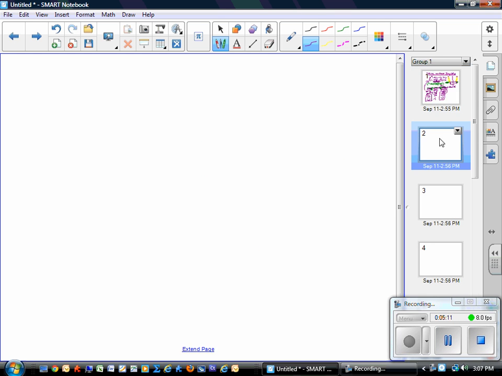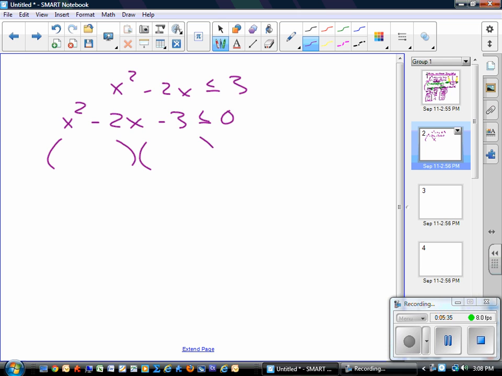Let's move on. So our next example is x squared minus 2x is less than or equal to 3. Notice in this case we have a less than or equal to problem, so that's going to change how my interval notation looks in the end. I'll set it equal to 0 just like I do in the equality, and factor just like I do in the equality, and I get x minus 3 and x plus 1 is less than or equal to 0.